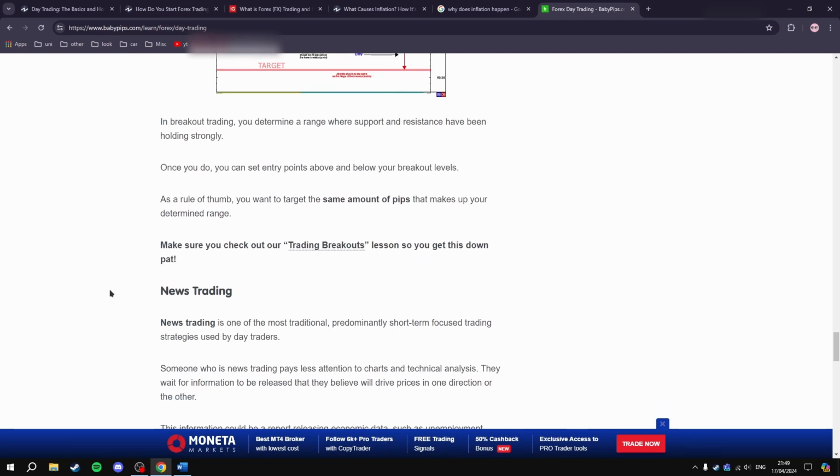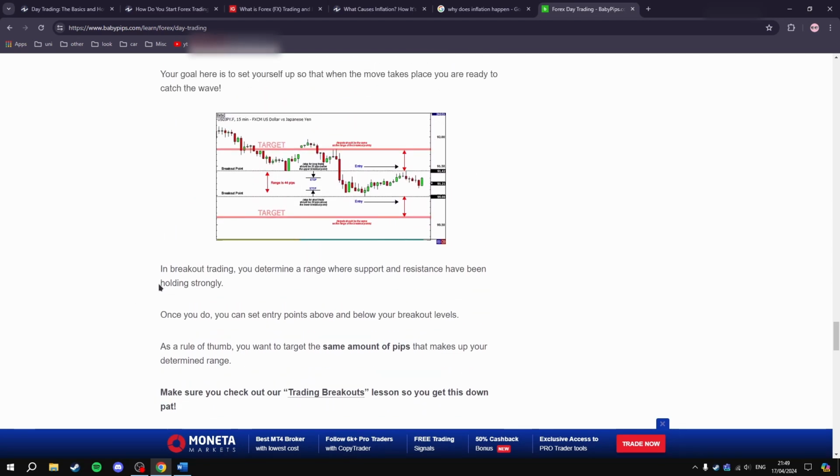In breakout strategy trading, you determine a range where support and resistance have been holding strongly.